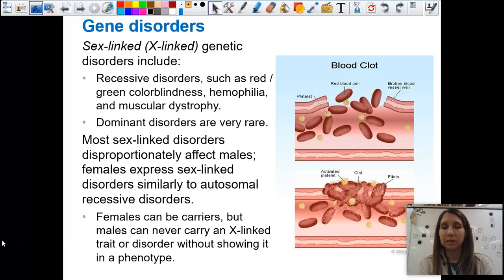And then females, because they have 2 X's, can express that like we would express anything autosomal. And we'll look at that with the Punnett squares here in a second, okay? Hemophilia is another example of something that's X-linked and recessive. And again, as with color blindness, males tend to express that much more often than females.